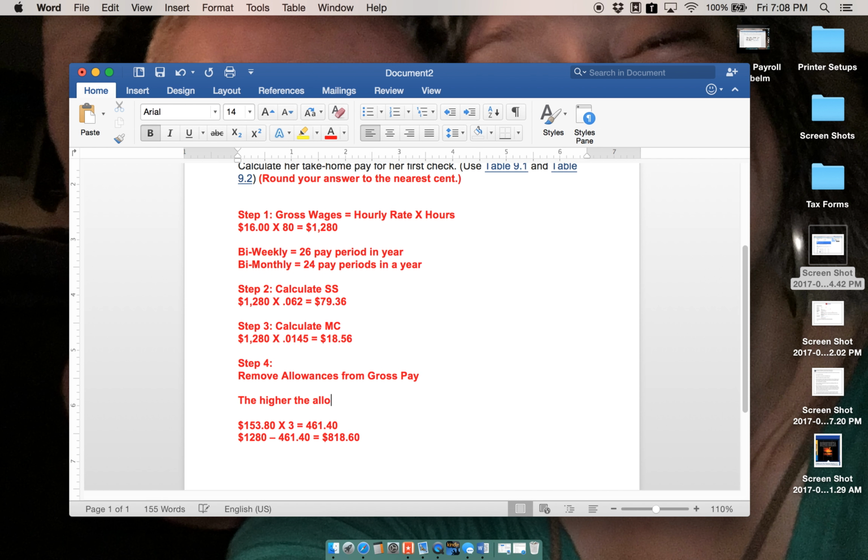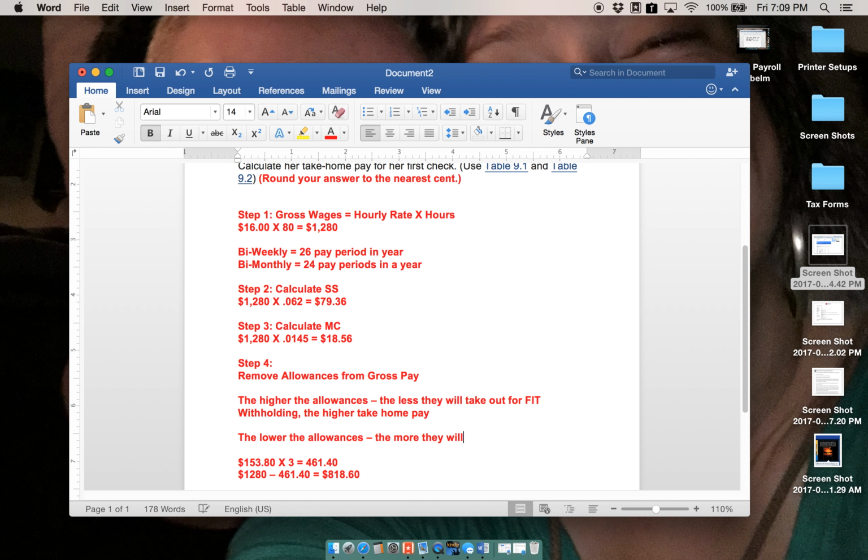The higher the allowances, the less they will take out for federal income tax withholding. That means the higher take-home pay. Okay? The lower the allowances, the more they will take out for federal income tax withholding. That means you will have lower take-home pay.